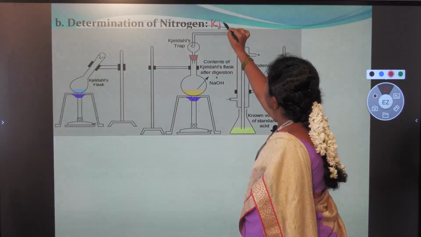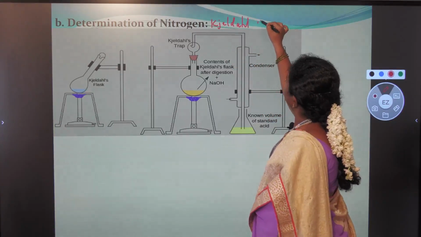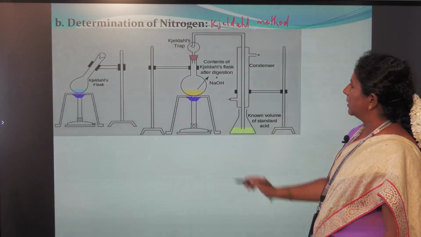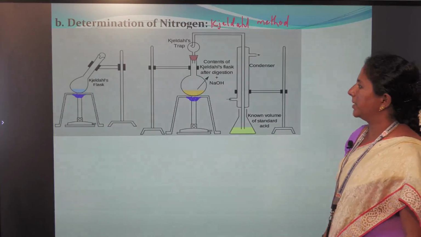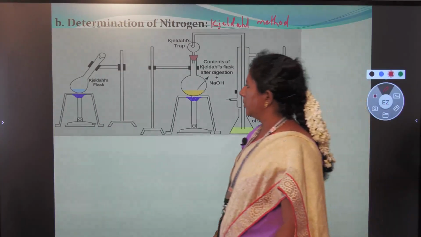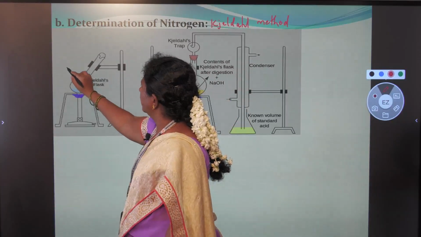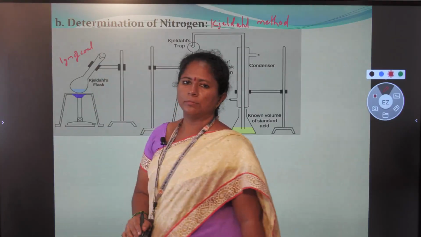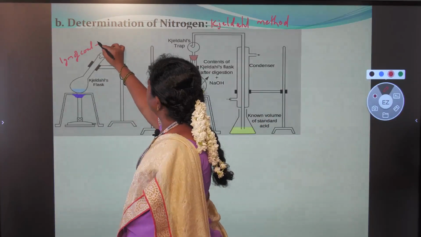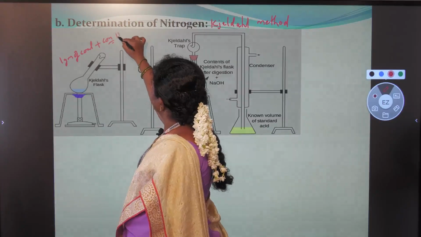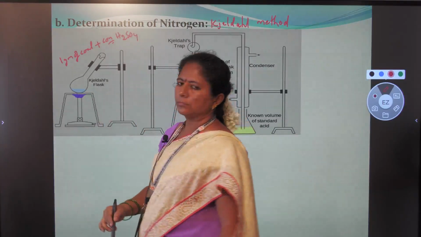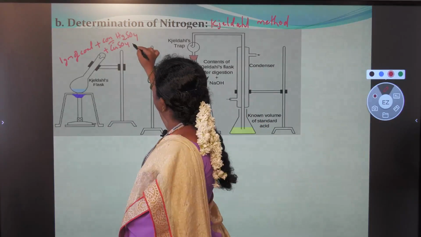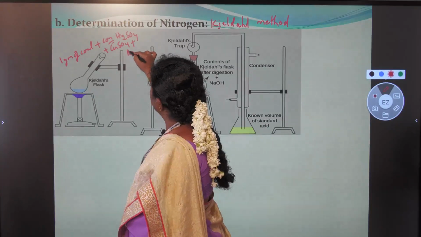The method is called the Kjeldahl method. This is the apparatus which we are using for determining the percentage of nitrogen. Initially we will be taking 1 gram of coal sample. It will be treated with concentrated H2SO4, and to that we will add copper sulfate and potassium sulfate.